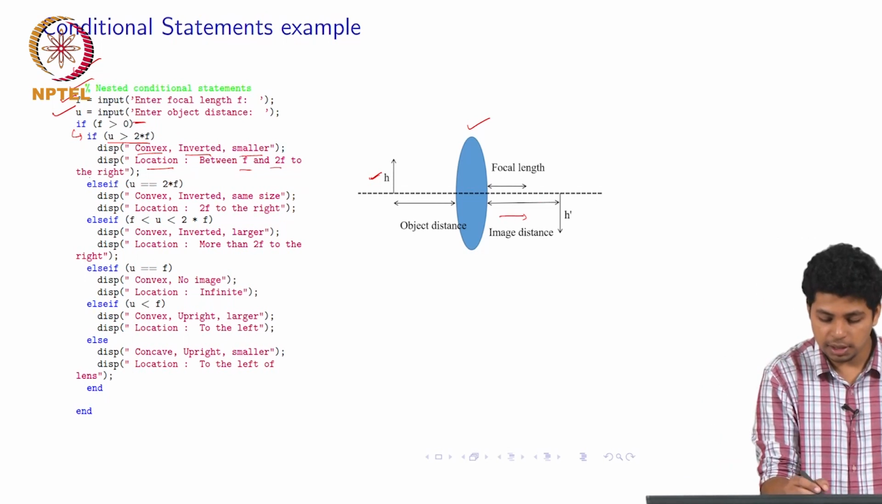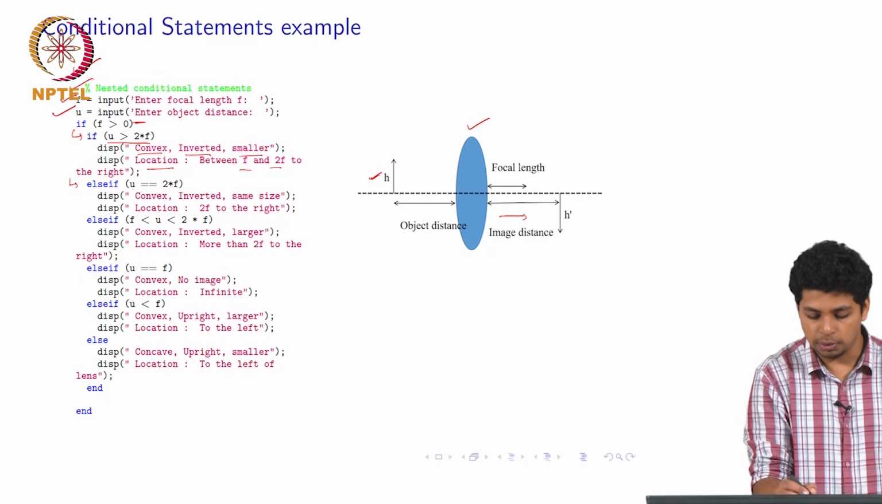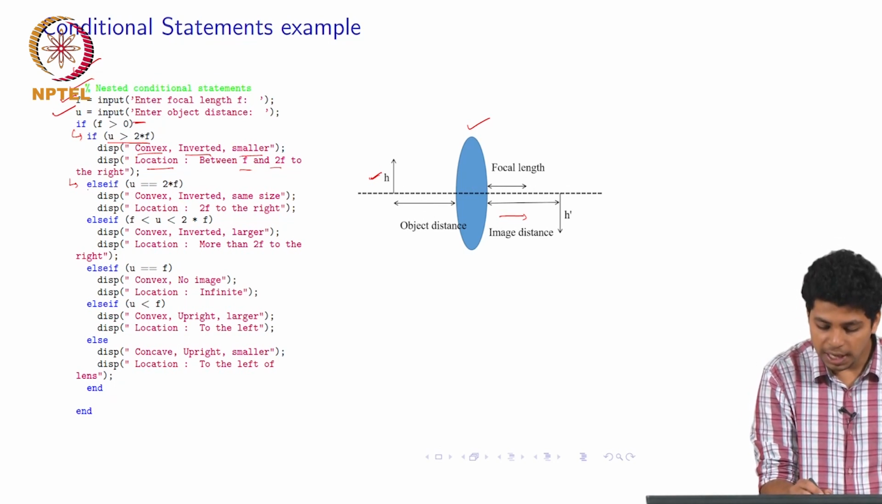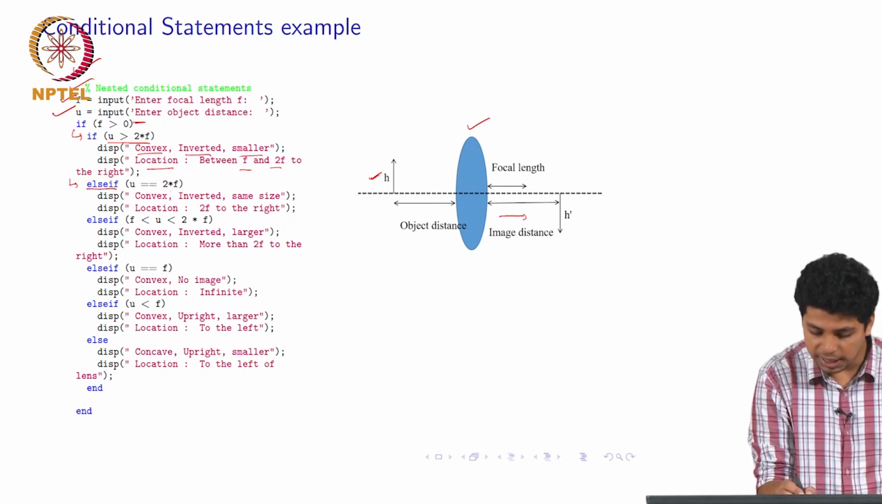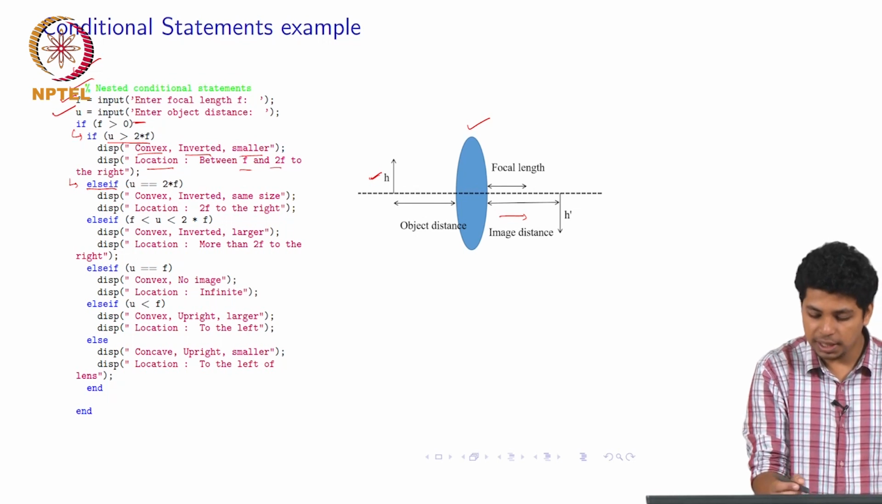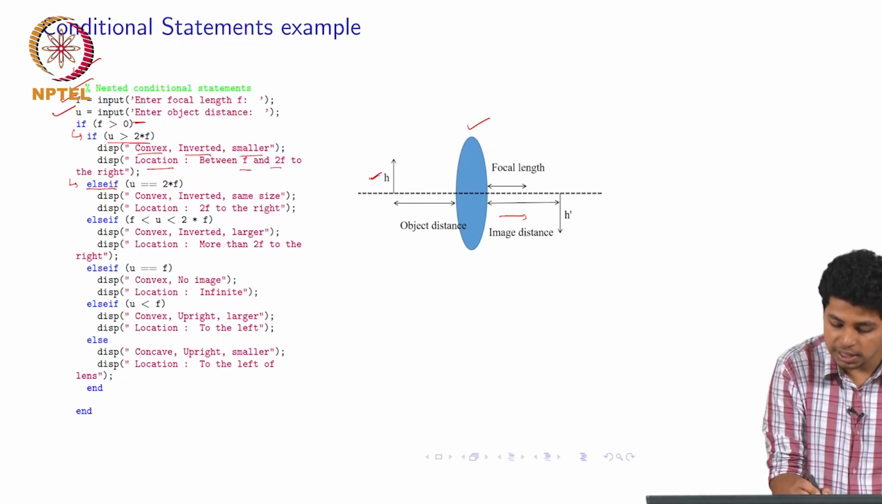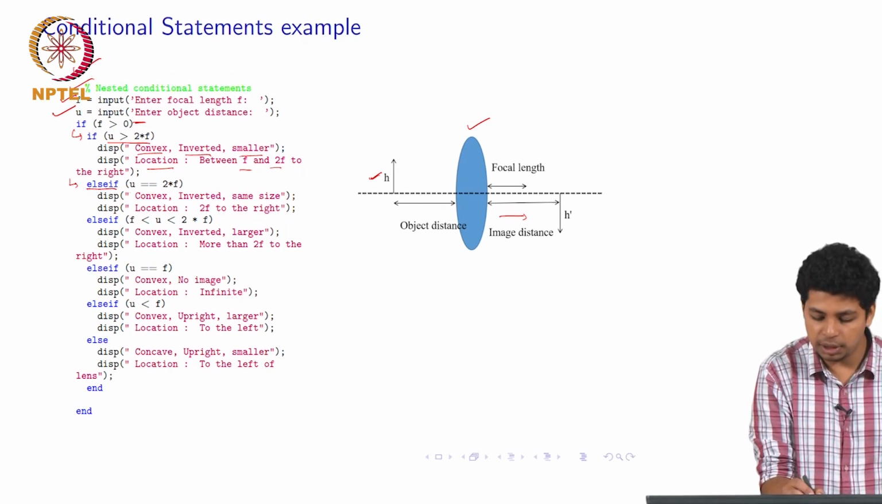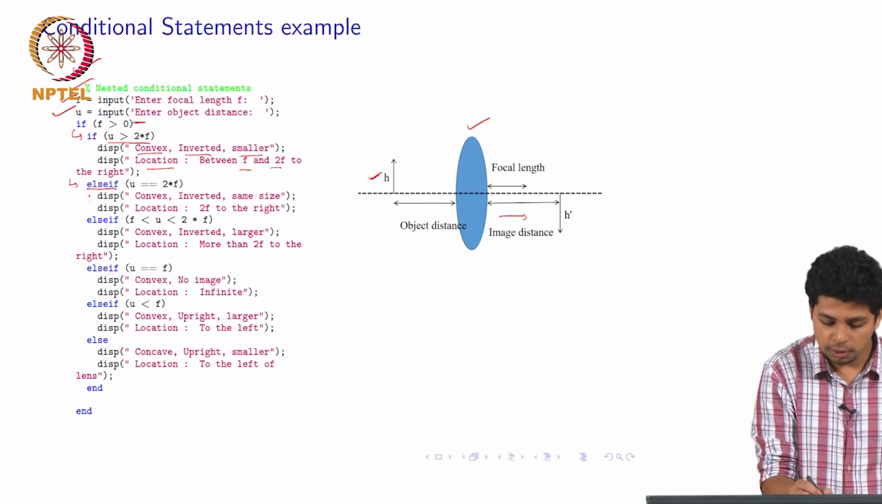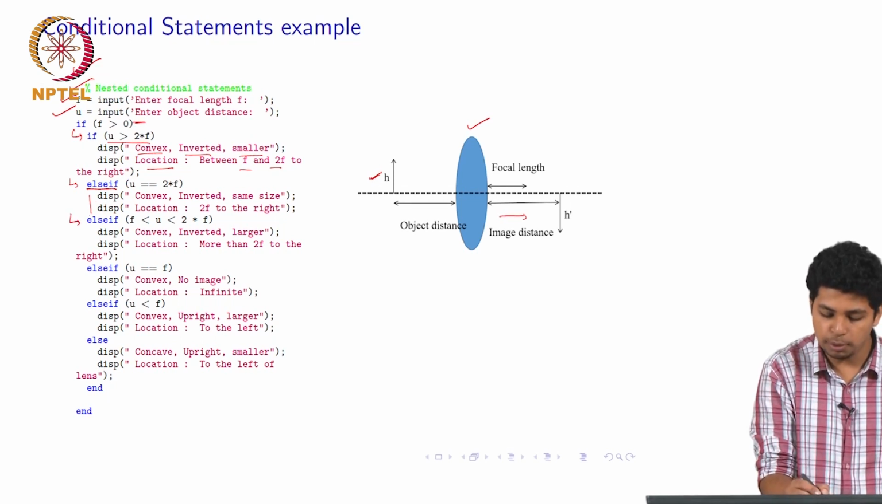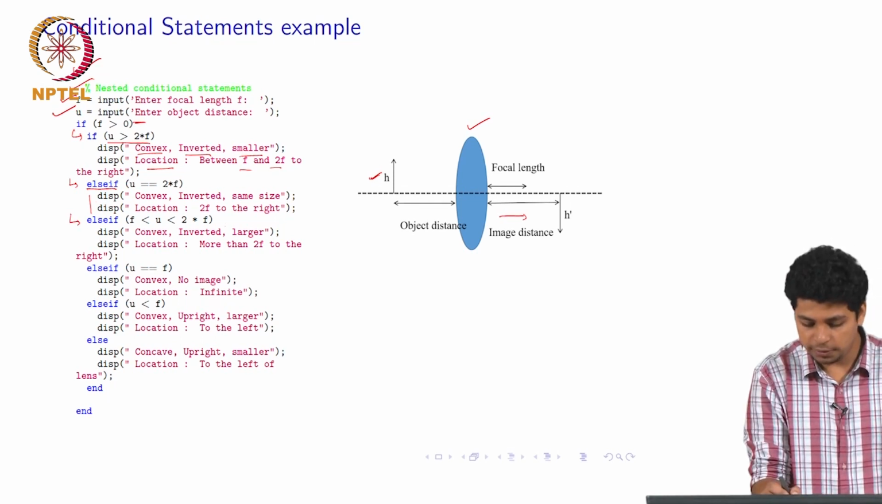Now likewise you can test for some other conditions. What if u is not greater than 2f? We put another command, else if, and we put a second condition. Now this is exactly like the C command that we use, except the syntax is like this. We write elseif connected, and we put the second condition, and then we execute statements for the second condition. Even if that condition is not satisfied, we can put another elseif and check for the next condition.